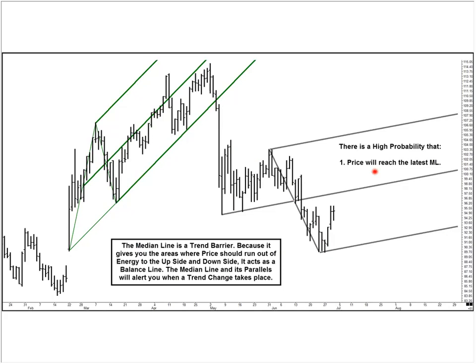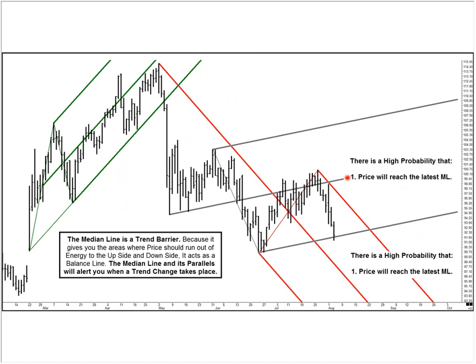And we know from Dr. Andrew's work, remember the first principle, there's a high probability that price will reach the latest median line. And you can see, price comes up and makes the median line. Price did what it's supposed to do. The median line is a trend barrier. The median line and its parallels will alert you when a trend change takes place. But most important, number one, price will reach the latest median line, right here.